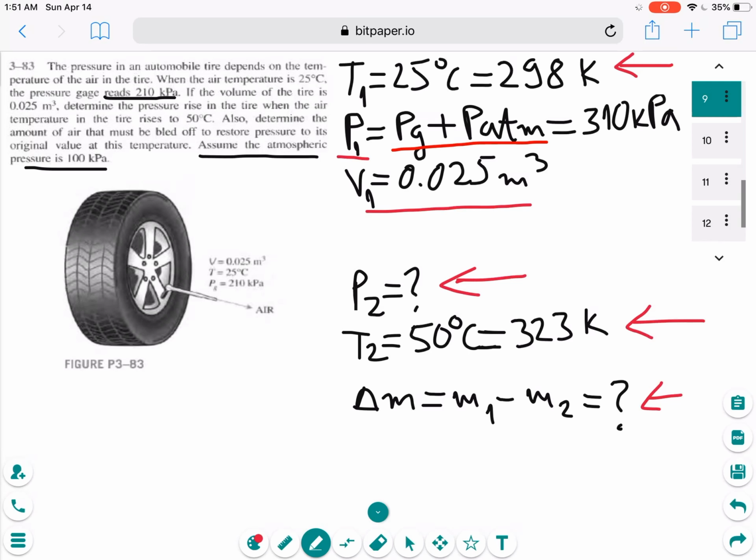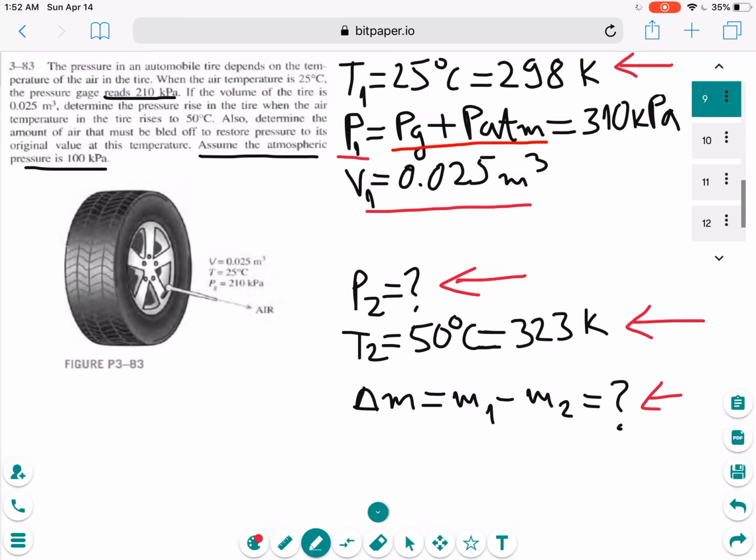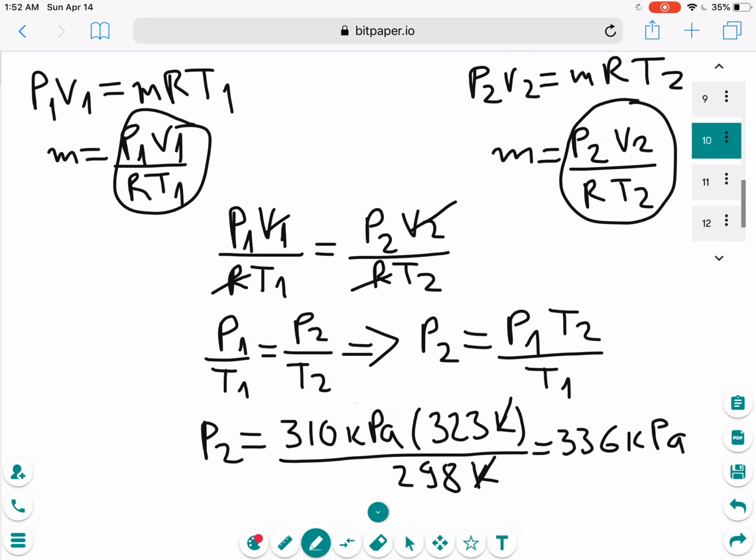Now, let's see how this is done. First, we're going to focus on the pressure. We want to solve for the pressure, and then we'll deal with the mass. For the pressure, we're just going to write the ideal gas equation for the state of the system. At state 1, P1V1 equals mRT1, and then we isolate the mass. And then at state 2, we have P2V2 equals mRT2, and we isolate the mass again.